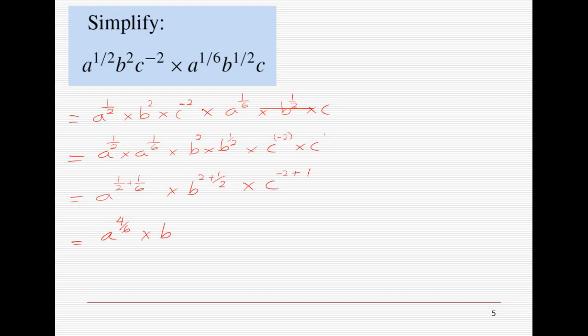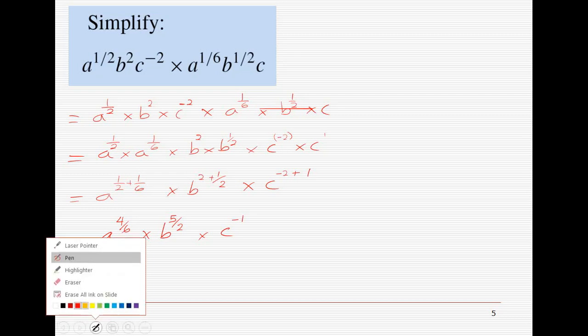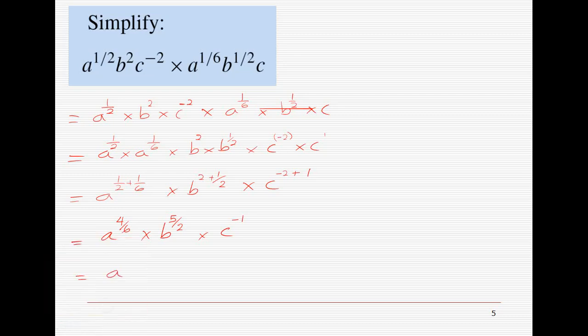b to the power 5 divided by 2, right? And c to the power negative 2 plus 1 will become negative 1. So the end result can be seen as this here. It's a little bit of, let me say, a simplification.